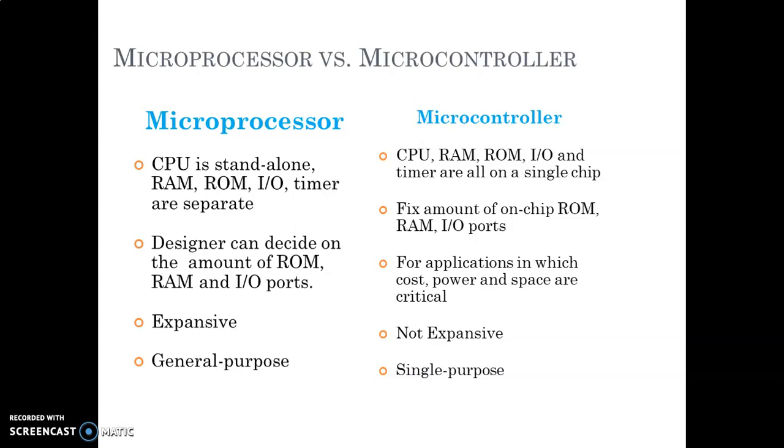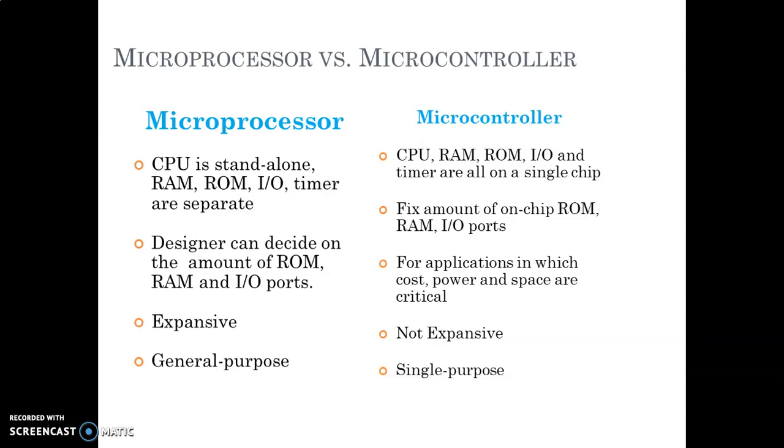A microcontroller has a fixed amount of on-chip ROM, RAM, and IO ports. For a microprocessor, the designer can decide the amount of ROM, RAM, and IO ports. Microcontrollers are used in applications in which cost, power, and space are critical. A microprocessor is expensive, somewhat costly. A microcontroller is less expensive, with less cost.